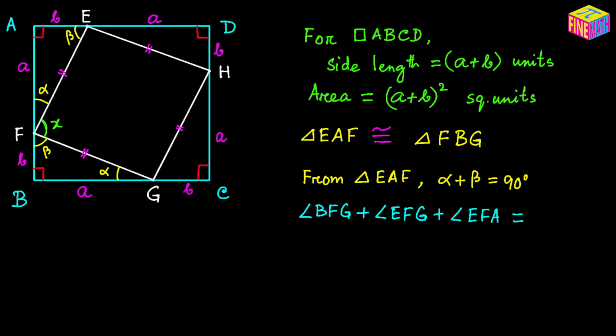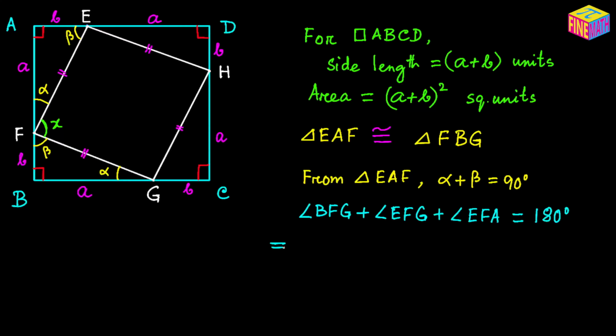The sum of those three angles is actually forming a straight angle right there. It's all on that side AB. At the point F, it is like one straight angle there, and that will be 180 degrees. Now what is angle BFG? Well, angle BFG is actually beta.